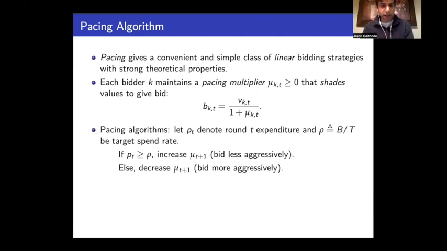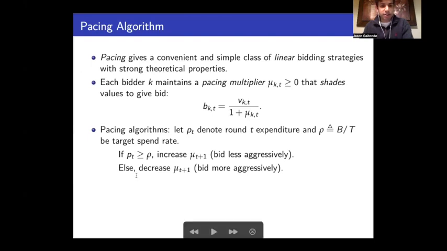And so what do pacing algorithms do? Well, let's let P sub T as before denote the round T expenditure of some agent. And let's write rho to be their budget divided by the total time. This is their target spend rate. If they could completely smooth out their spending, they would want to spend this much per round. And so what they'll do is, if their expenditure in the given round is at least this target spend rate, they'll increase this multiplier, mu sub T plus 1, for the next round. And the effect of this is in their bidding strategy, it'll increase the denominator here, and it'll make them shade more, and in particular, they'll bid less aggressively in the next round.